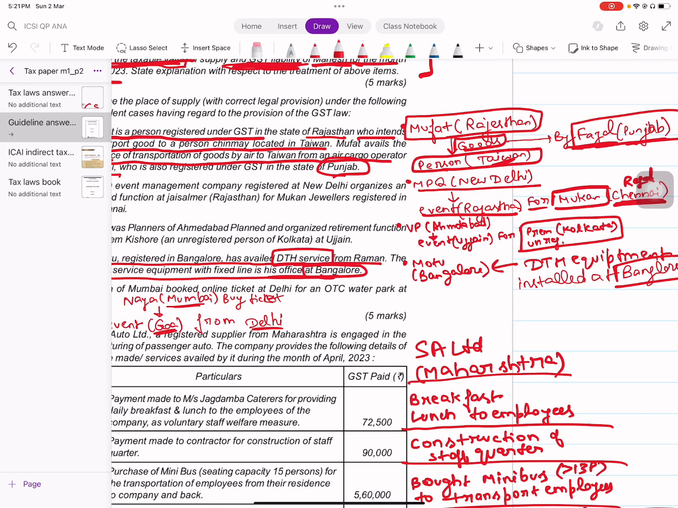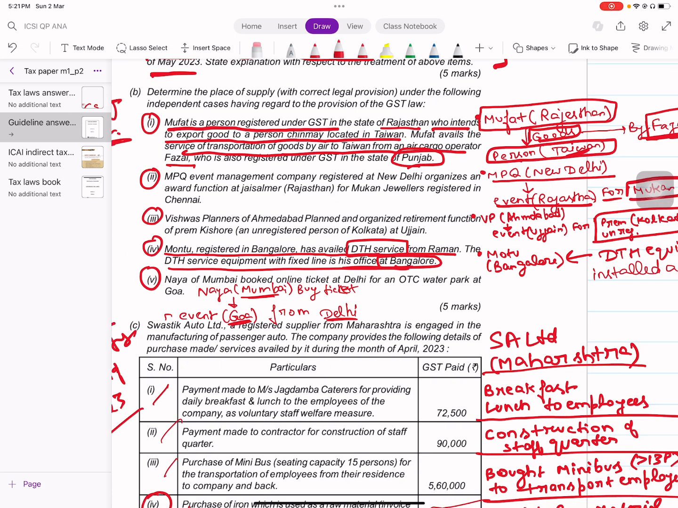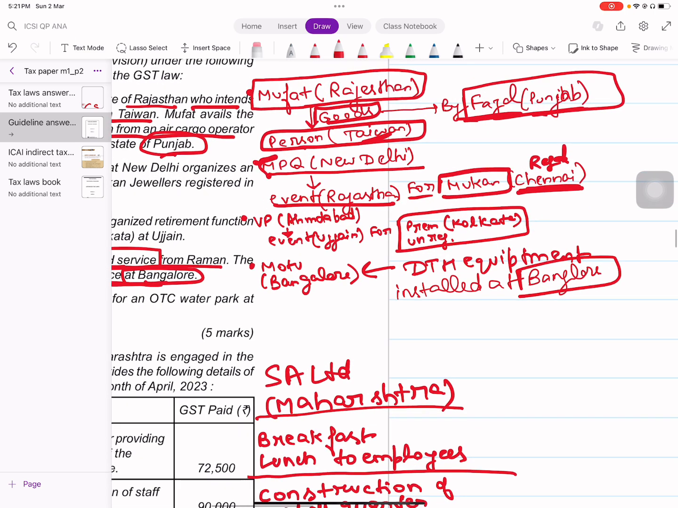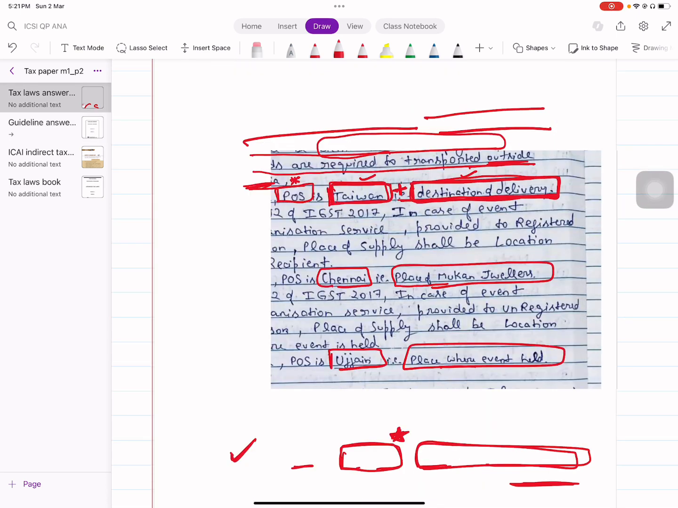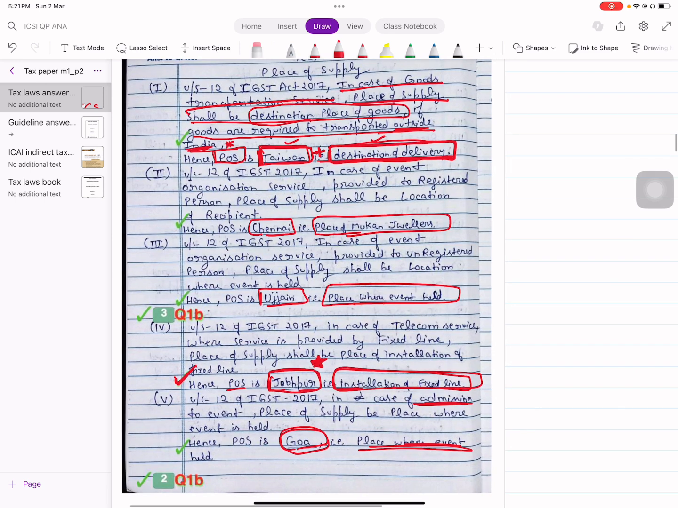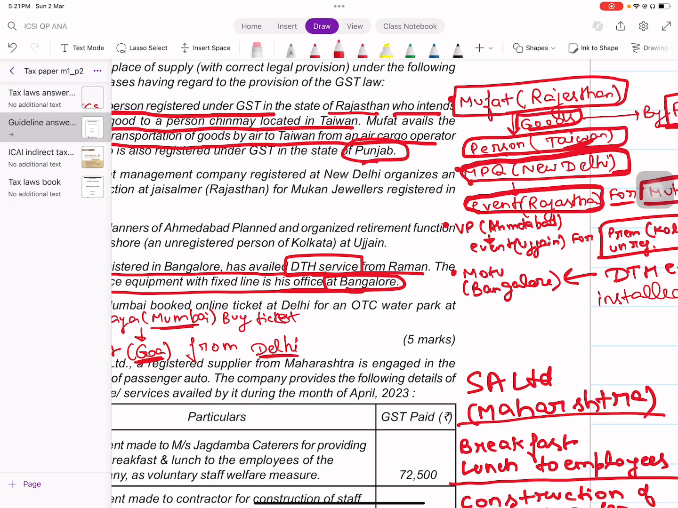Now, next transaction. MPQ Event Management Company, registered at New Delhi, organizes an award function at Jaisalmer, Rajasthan for Mukund Jewellers, registered in Chennai. MPQ New Delhi held the event at Rajasthan for Mukund, registered at Chennai. Now the provision is, in case of event organization service provided to a registered person, the place of supply shall be the location of the recipient. So Chennai, the location of Mukund Jewellers.